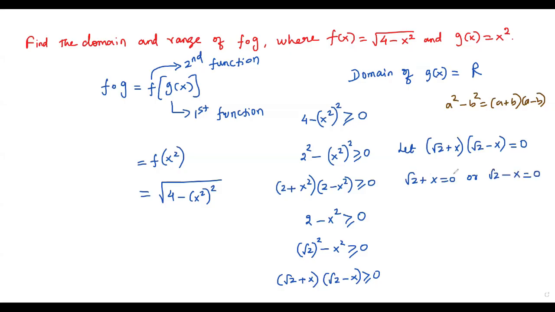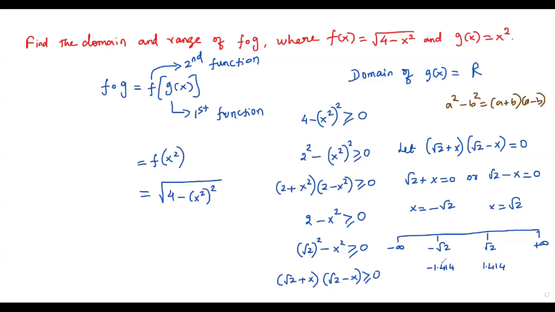Solving this equation, I'm getting x equals negative square root of 2, and solving this equation, I'm getting x equals positive square root of 2. Let me draw a number line. Let me take positive infinity, and here on the left side I take negative infinity, and here we have negative square root of 2, and here we can take positive square root of 2. The approximate value of square root of 2 is 1.414. So we can write this one as negative 1.414, and here it's just 1.414.